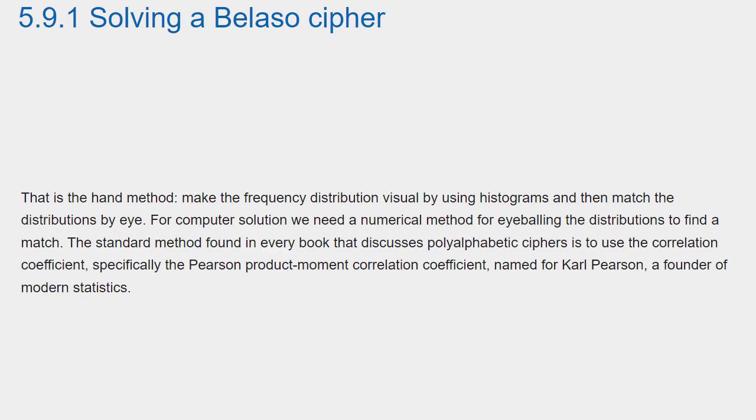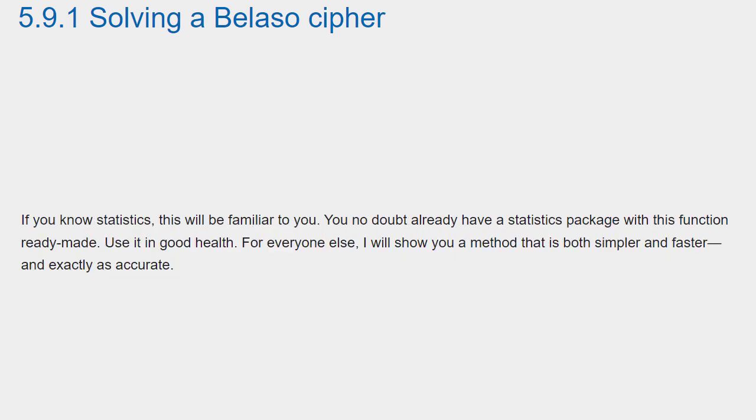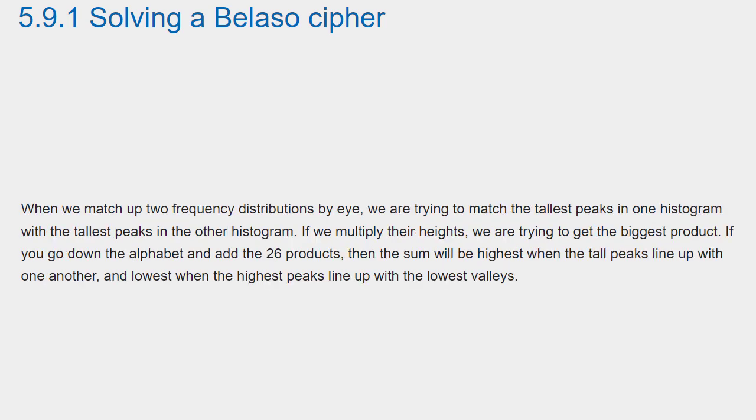For computer solution, we need a numerical method for eyeballing the distributions to find a match. The standard method found in every book that discusses polyalphabetic ciphers is to use the correlation coefficient, specifically the Pearson product moment correlation coefficient, named for Carl Pearson, a founder of modern statistics. If you know statistics, this will be familiar to you. You no doubt already have a statistics package with this function ready-made. Use it in good health. For everyone else, I will show you a method that is both simpler and faster, and exactly as accurate.